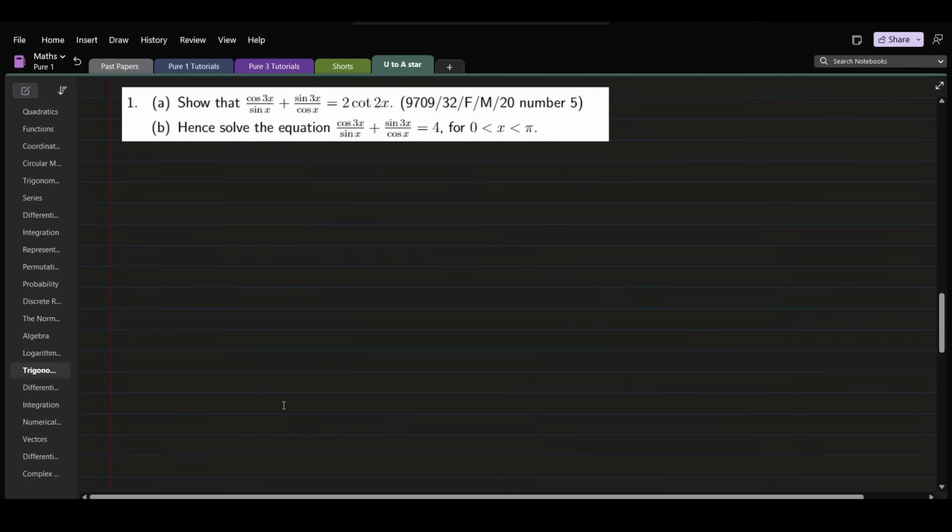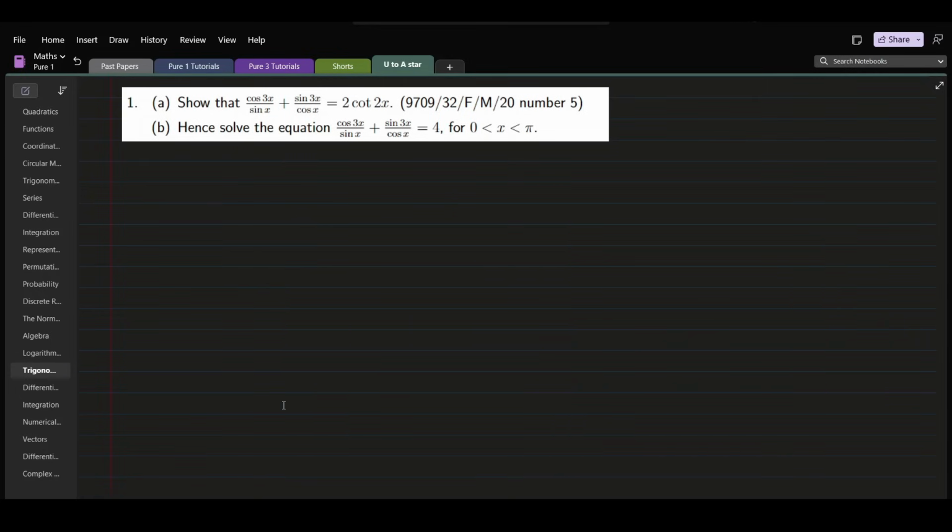answer. Part A. Show that cos 3x over sine x plus sine 3x over cos x is equal to 2 cot 2x. We are given cos 3x over sine x plus sine 3x over cos x, and this is equal to 2 cot 2x. So we're going to work with the left hand side, and remember that cot 2x can be written as cos 2x over sine 2x. So we're going to work from the left hand side, trying to get to the stage over here.